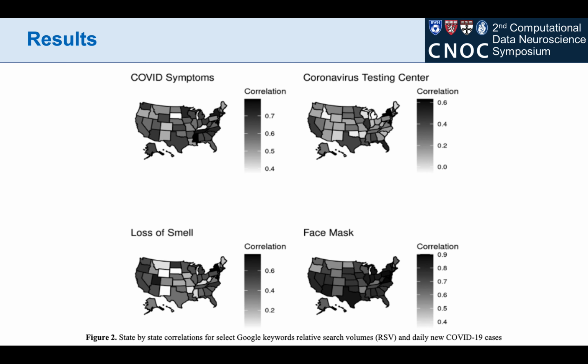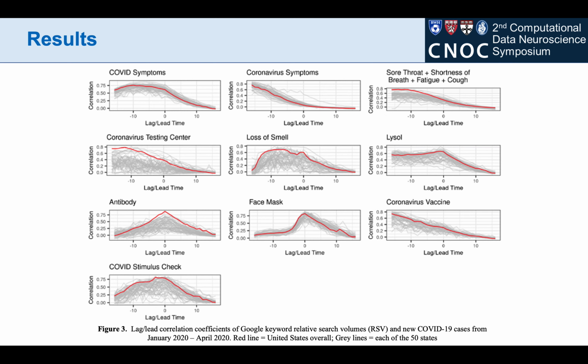When conducting a state-by-state analysis of overall correlation coefficient, the strongest keywords we came across were COVID symptoms, coronavirus testing center, loss of smell, and face mask. As you can see here, each of these keywords are broken down into a state-by-state basis and shown over a spectrum of correlation coefficients. With face mask, you can see here they're very dark across the states, meaning that all of the states had relatively strong correlation coefficients relating to that keyword and COVID cases.